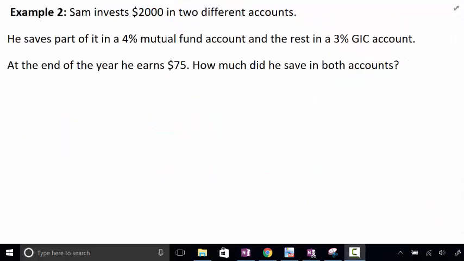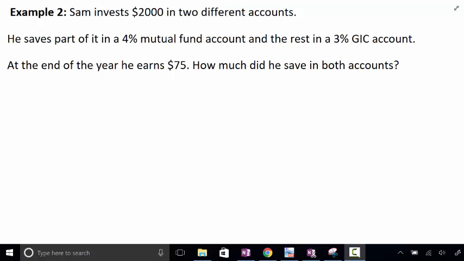So here's example number 2. It says Sam invests $2,000 in 2 different accounts. He saves part of it in a 4% mutual fund account and the rest in a 3% GIC account. At the end of the year, he earns $75. How much did he save in both accounts? Now, we're going to assume that this is simple interest. There's compound interest, simple interest. We'll just assume that this is just simple interest, so it's just going to give you 4% of whatever you put in there.